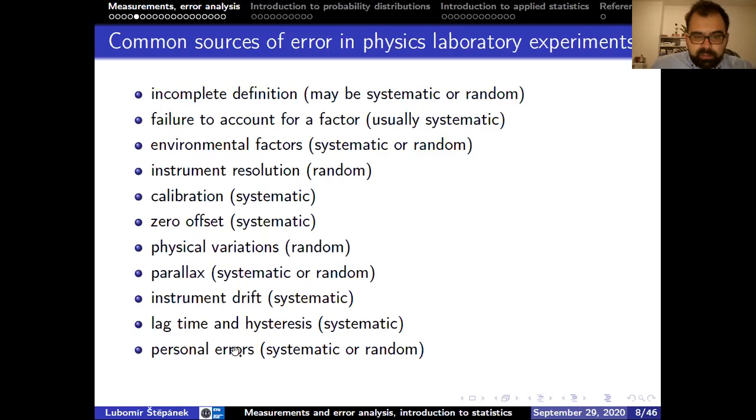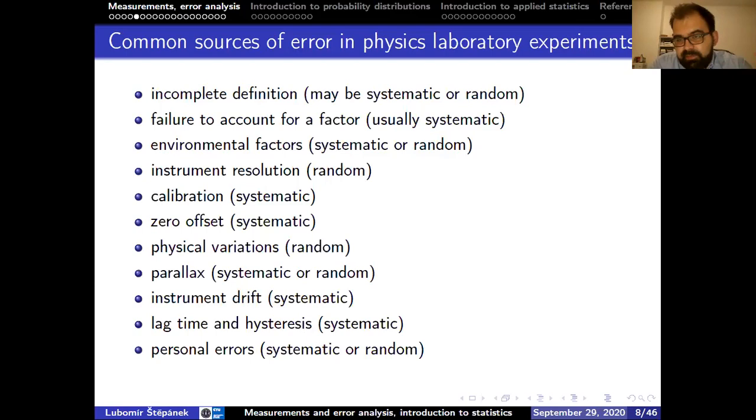Personal errors, of course, could be both systematic or random. If, due to some inattention, you make some writing errors or personal errors with some basic algebra, basic arithmetic, when you're going to calculate something, it's usually random, because it could happen. So this is something which could be avoided.